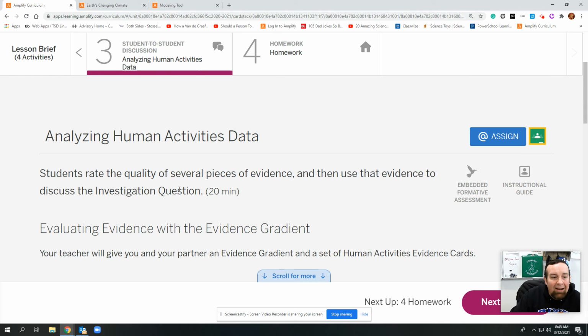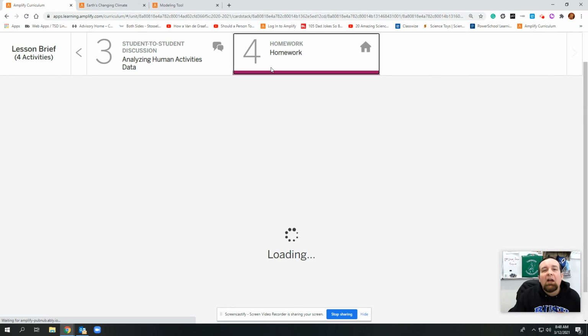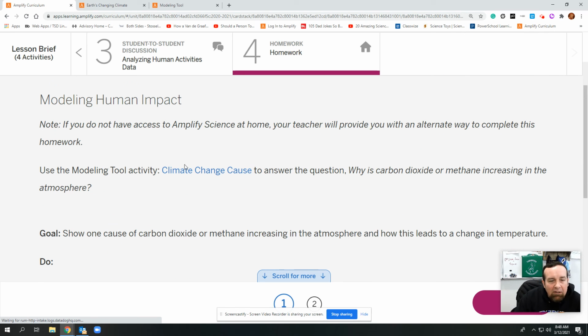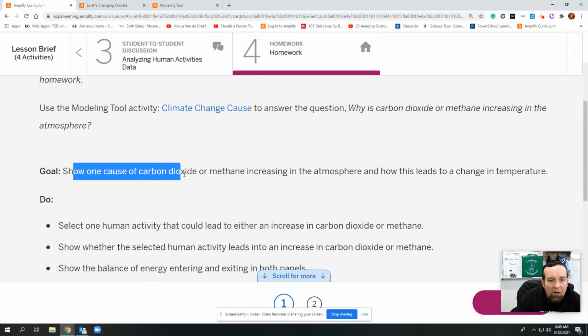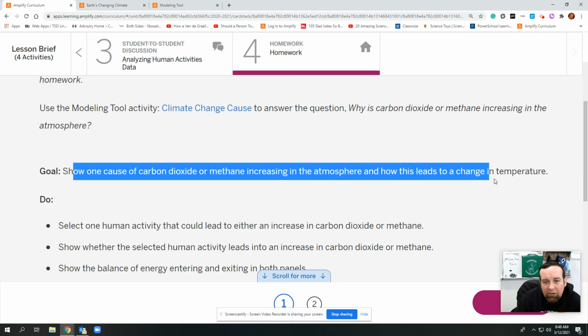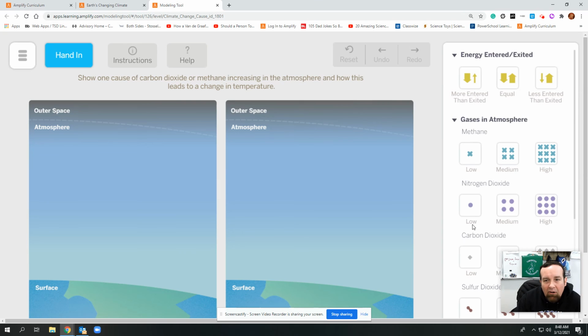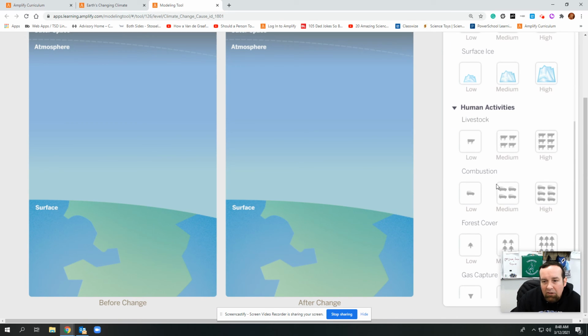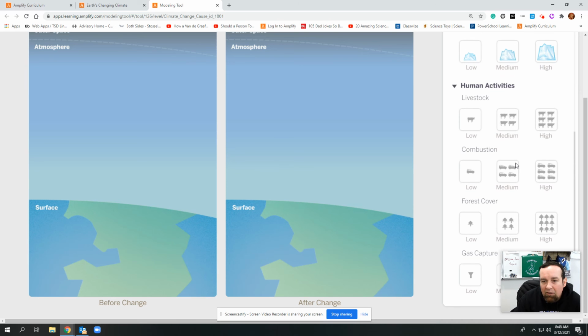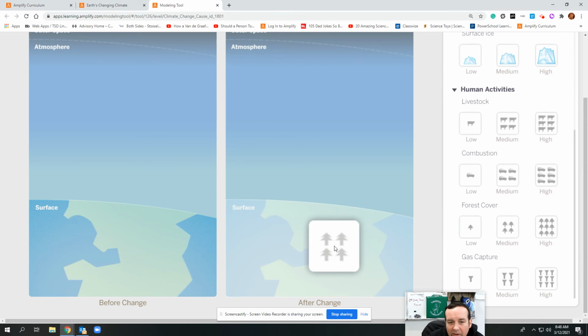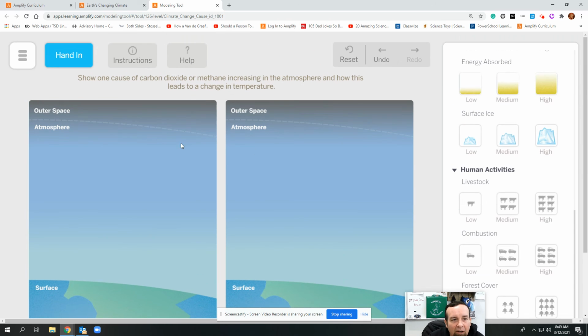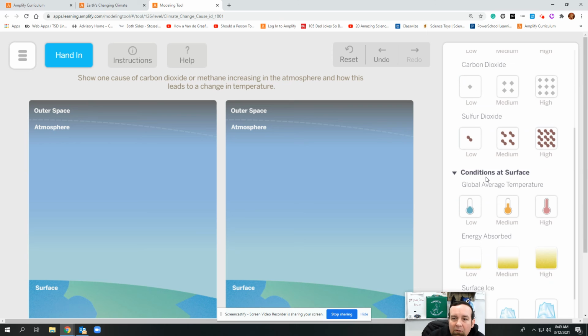So for part 3, we are actually going to skip that. Hooray! And we're going to move on to part 4. This is a modeling tool. And your goal is to show one cause of carbon dioxide or methane increasing in the atmosphere and how this leads to temperature. So we've been learning about how human activities such as livestock, combustion, and we're also starting to learn a little bit about forest cover, and the more trees we have, the more it helps take away from our carbon dioxide in the atmosphere. So here's what we're going to do, friends.